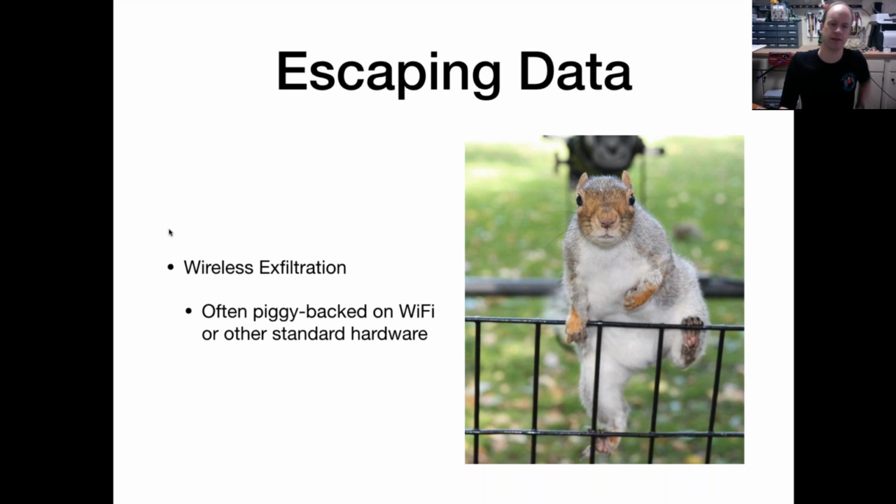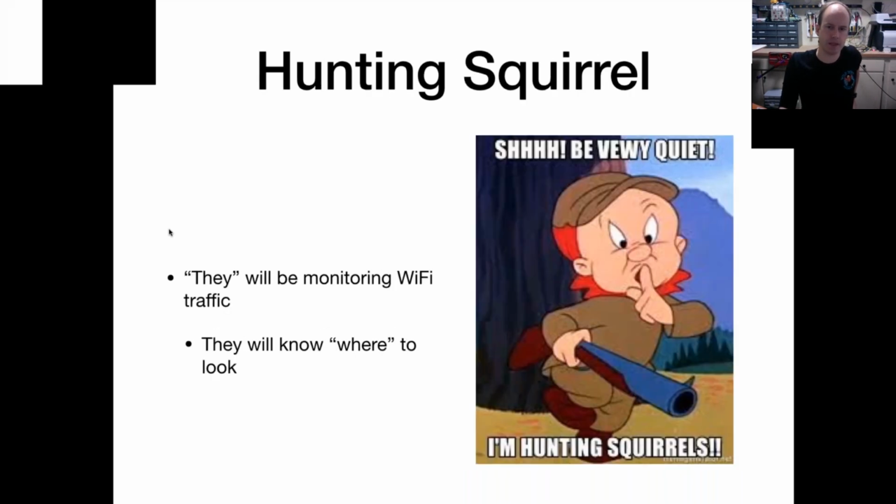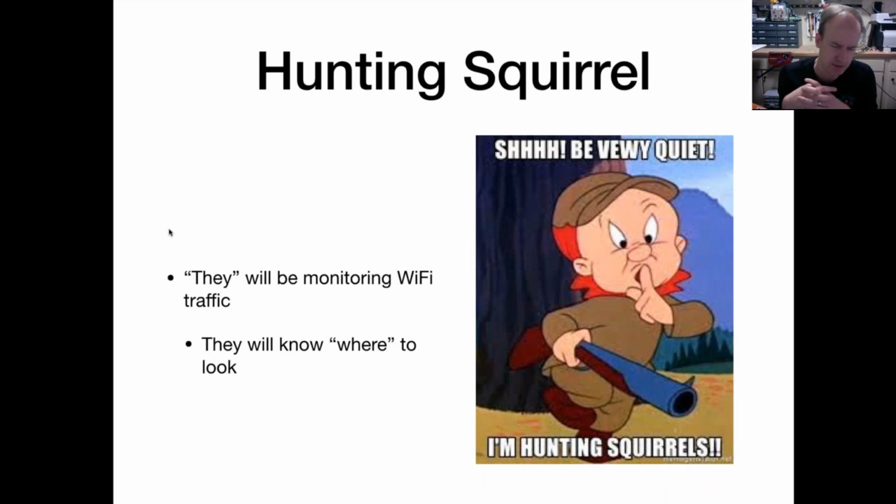But kind of one of the key things is somebody monitoring the RF spectrum. They're kind of going to know where to look, right? They're going to say, hey, is there some suspicious Wi-Fi traffic? Is somebody operating on a frequency that we might expect? And so when I say where, I'm talking about a location in the RF spectrum here.